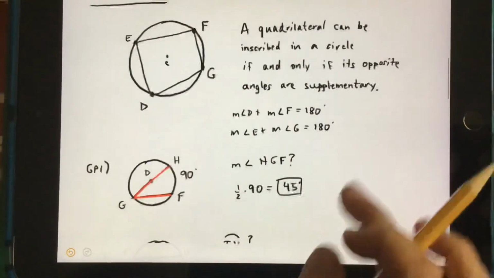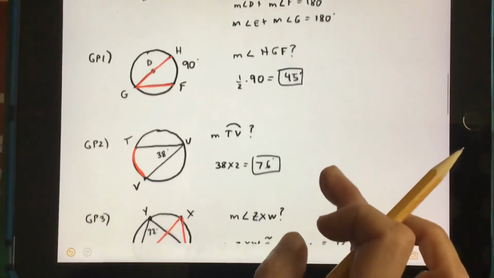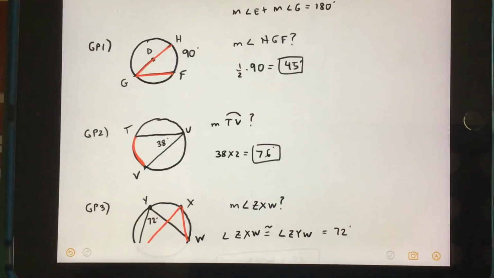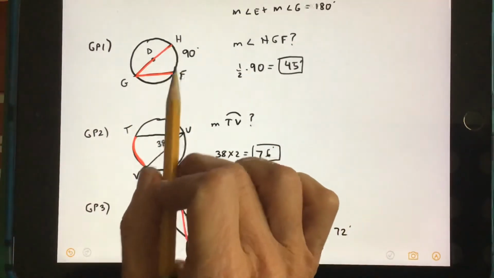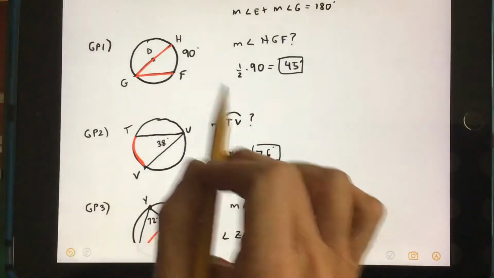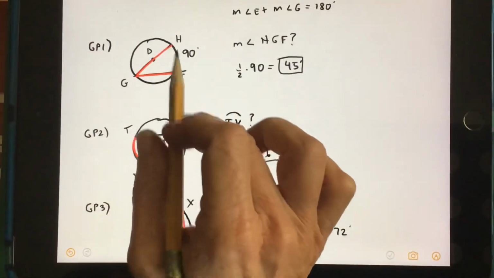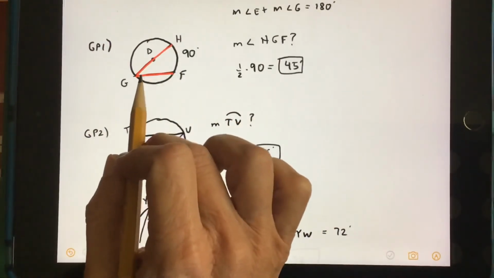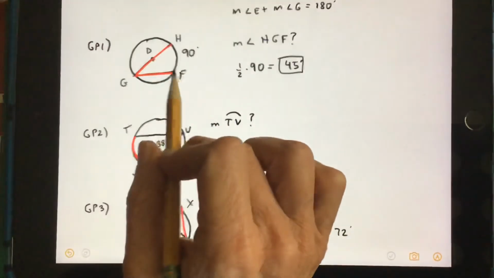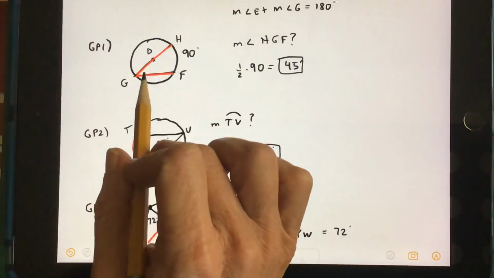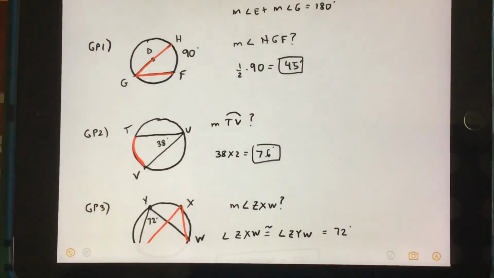Okay, now we move into some of our problems that work with these theorems. Guided practice 1, we're asked to figure out the measurement of angle HGF. Well, it's inscribed inside of that circle that you see there, and so we'll know that angle HGF will have to be half as much as the angle that it intercepts. So half of this arc of 90 degrees will give us the angle for HGF. The angle measurement will be 45 degrees. So you take half of the arc to determine the angle measurement for this inscribed angle.